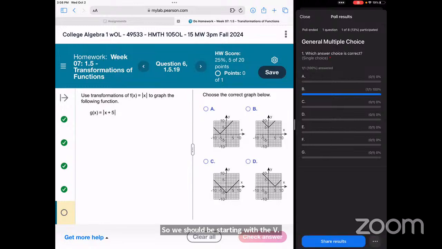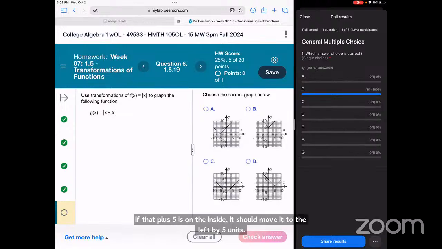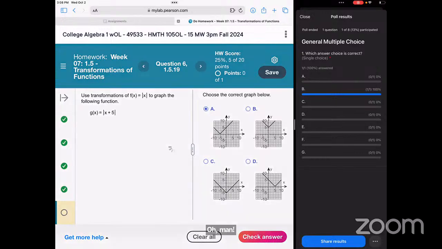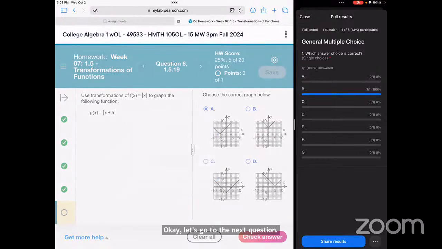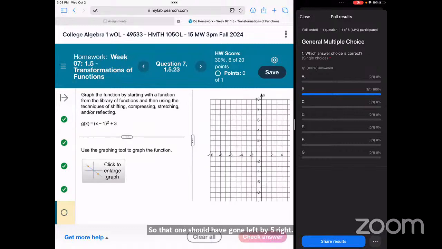The vertex, so if that +5 is on the inside, it should move it to the left by 5 units. Oh, man. Okay, let's go to the next question. So that one should have gone left by 5, right? Okay, so for this one.